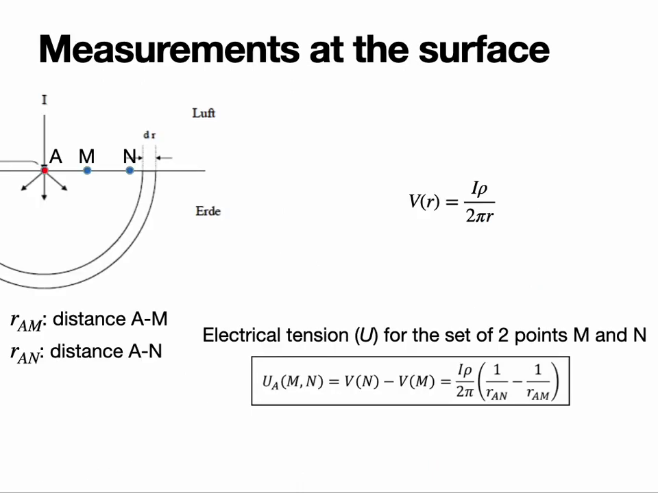So let's consider a system which has 2 electrodes and 1 injection point. So we have A, M, and N. We have 2 distances. rAM is the distance between these 2 points. rAN is the distance between these 2 points.